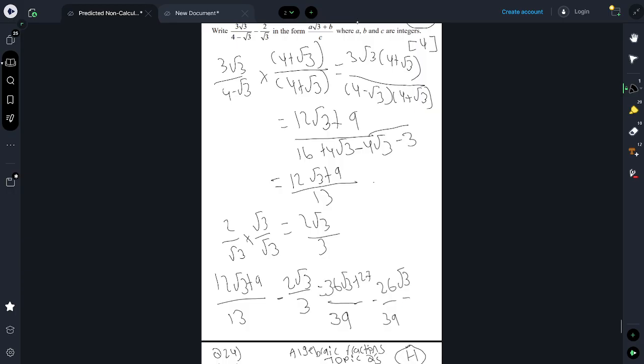I'm going to do it over here. So that equals, then, out of 39. Well, 36 root 3 minus 26 root 3, that's 10 root 3. Cool.